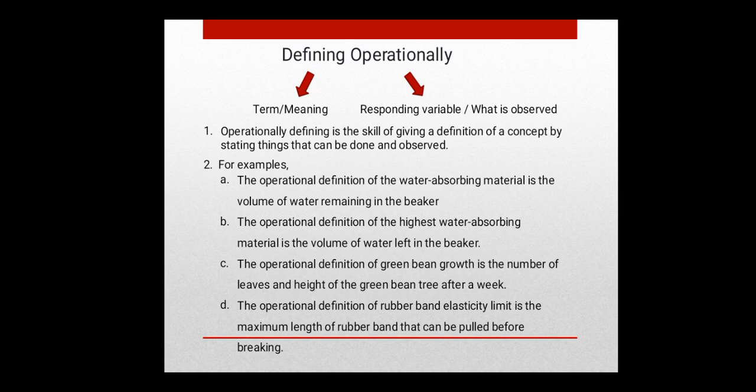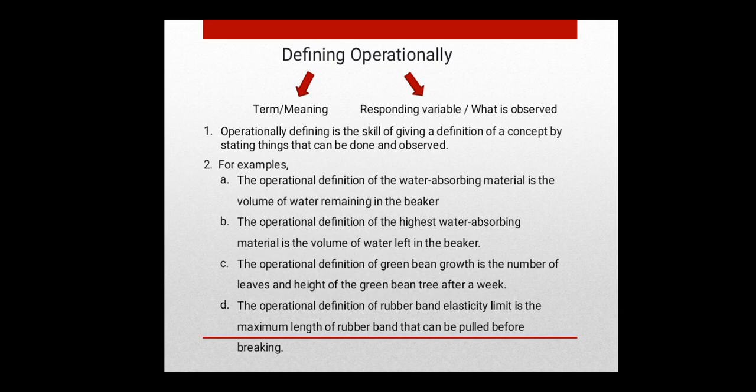Okay, so example C. What is the defining operationally for green bean growth? Pertumbuhan kacang hijau. So, the defining operationally is the number of leaf and height after a week. Tengok berapa banyak daun, berapa banyak ketinggian yang bertambah selepas seminggu.